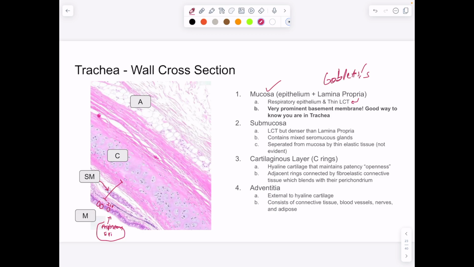All right, very prominent basement membrane, of course, which is a little hard to see in this, but you can see it right there. Then deep to our lamina propria, and adjacent to our cartilaginous ring, we have our submucosa layer. Again, a good hint is you're going to have your seromucous glands, and then a little bit past that is going to be the start of your submucosa. It's loose connective tissue, but it's denser than the lamina propria. And again, there's that thin elastic layer separating mucosa from submucosa. We have our cartilaginous ring and our adventitia here.